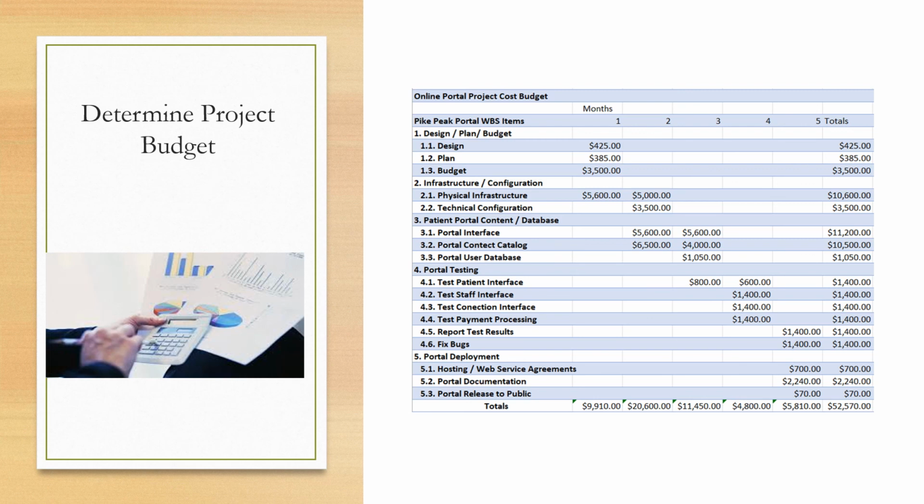Determine project budget. So the project budget here shows a more detailed breakdown of the actual amount that we'll be using for the entire project. And for this, the calculated budget for this project is $52,570. And so that's not taking into account the 12% reserve, which we had earlier calculated.